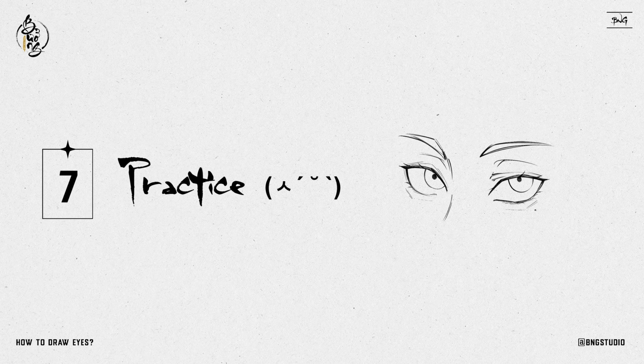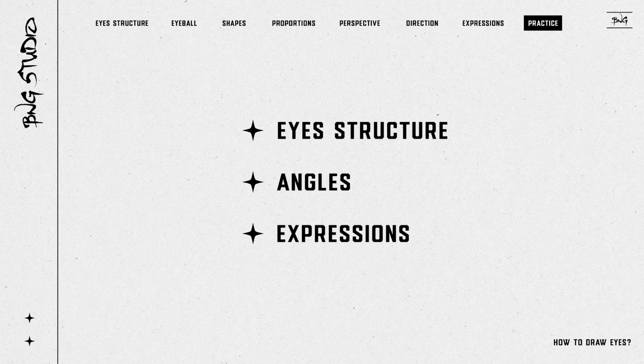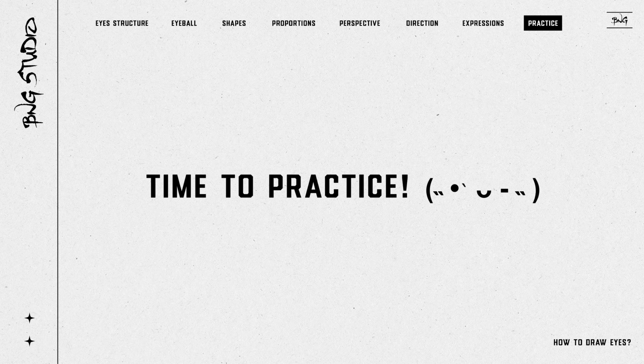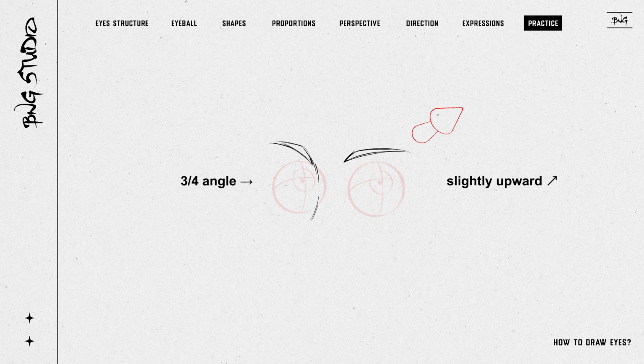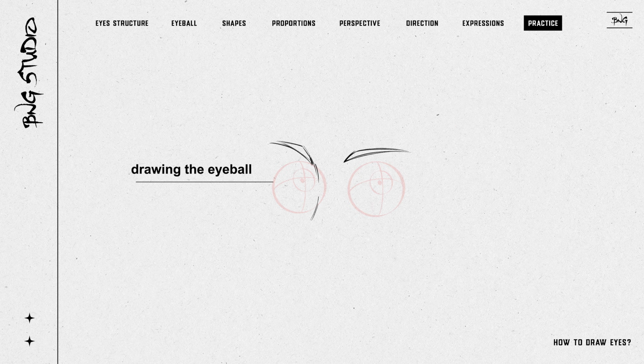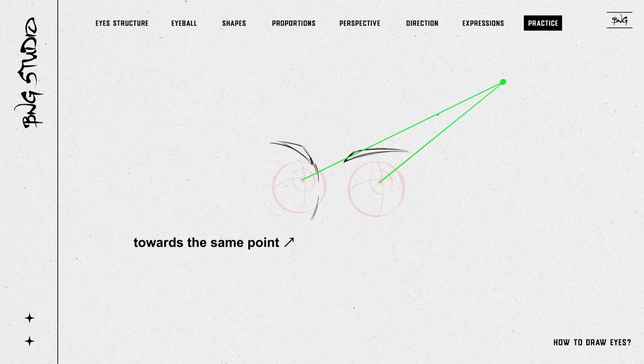7. Practice. Now you have mastered eye structure, angles, and expressions. It's time to practice. Step 1. Identify the character's angle of view. For example, if the character is at a 3/4 angle and looking slightly upward, you need to define the eye direction by drawing the eyeball and ensuring both eyes look towards the same point.